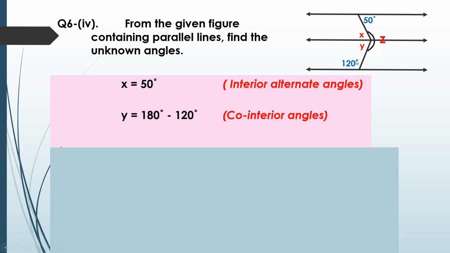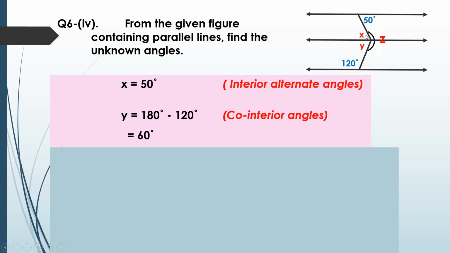Now Y and 120 degree form co-interior angles, and since these two lines are parallel, therefore the sum of co-interior angles is 180 degree. So Y equals 180 degree minus 120 degree. This is due to the co-interior angle property. And when we solve this, we get Y equals 60 degree. So now we have found the values of X and Y. Now let's find the value of Z.